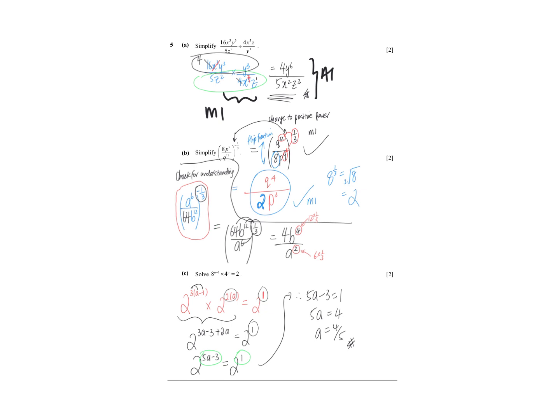Okay, make sure y'all can do all these types. All these you will see definitely for WA2. They just keep changing the numbers only. So make sure you can do. Okay, if you want to do sufficiently well for the paper, please make sure your indices is okay. Because the next one is coordinate geometry.